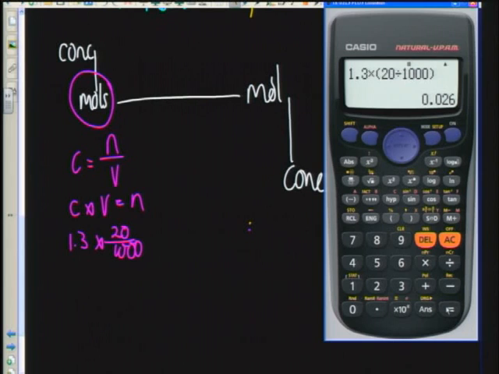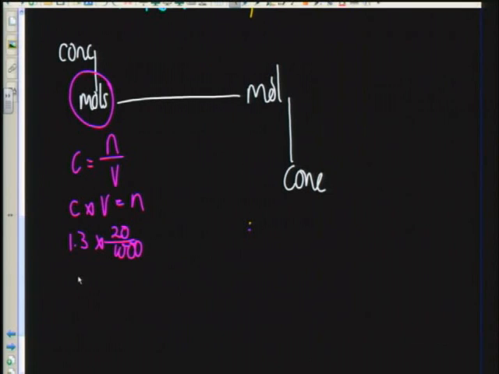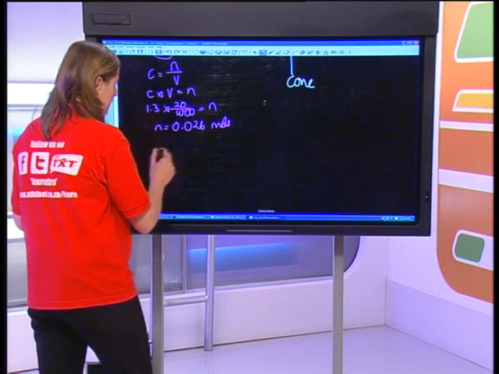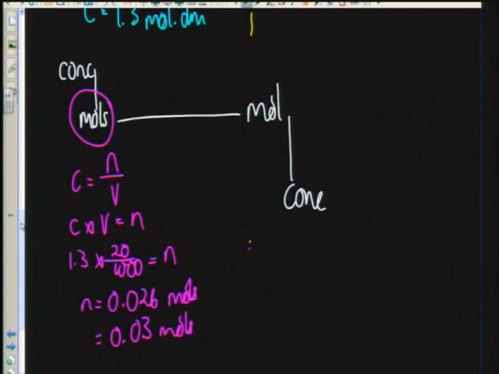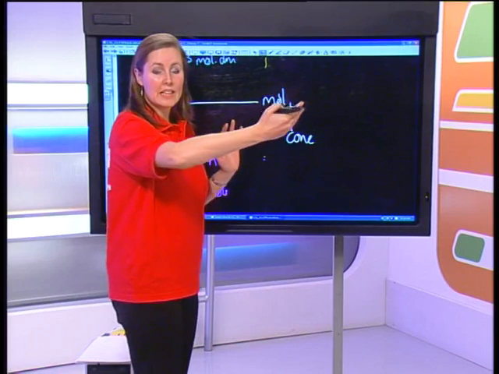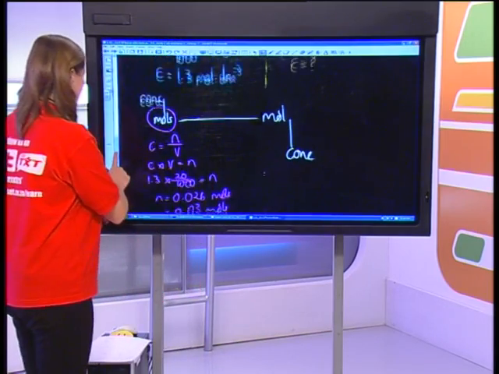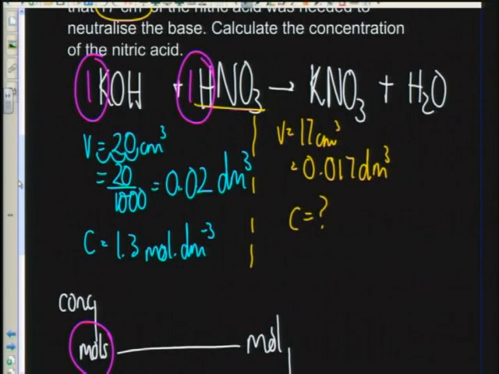Okay, and we get to our answer 0.026, and coming across here is equal to n, so n is equal to 0.026 moles. Now remember I said you can certainly round off here, and so we could get it to 0.03 moles. Now I said once we've got this mole, we need to then be able to move across and work with the other substance, and it's actually my other reactant, the nitric acid.